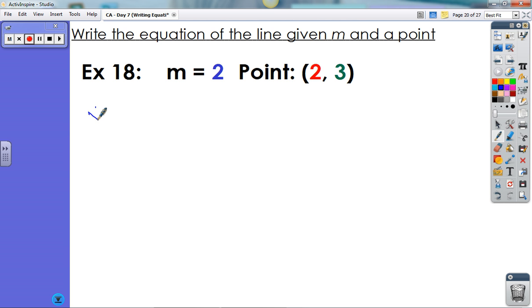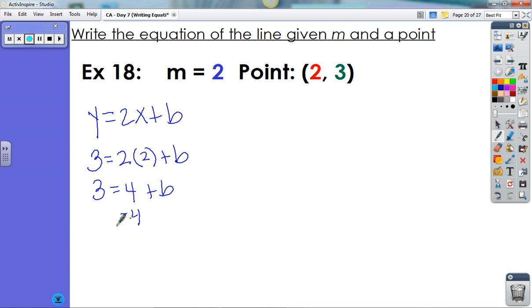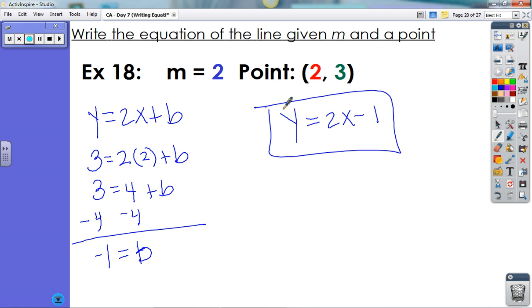So I'm given the slope, and then I just plug in the point that I'm given. So I'm given the slope, and I'm not given a choice as to which point to use. I just plug it in. So it's actually much faster than the previous problems. But I'm plugging in 3 for y and 2 for x, and then solving for b. So I end up with this.